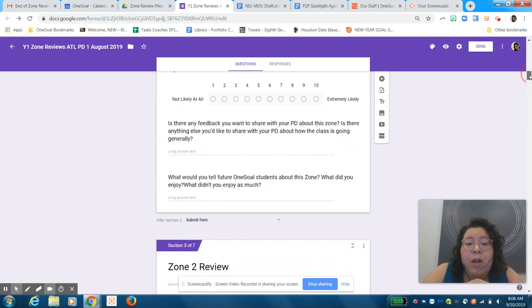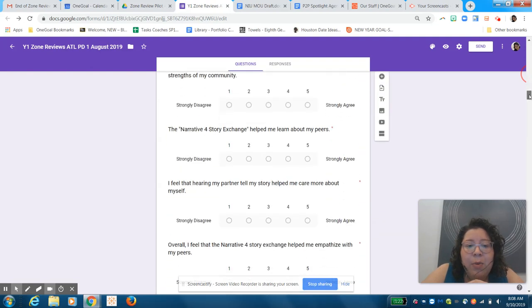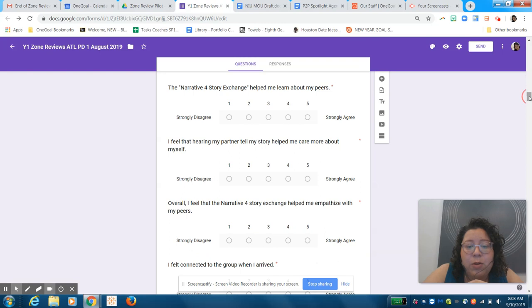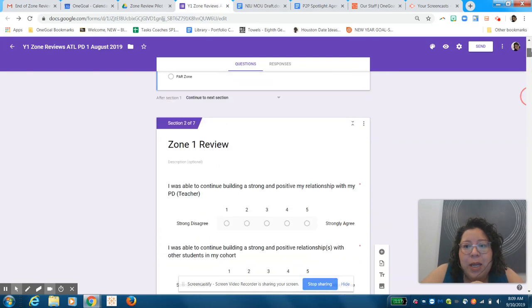After this, the other component that's not highlighted here, I'll go down here, is we also add a number of questions around narrative for story exchange. And this is data that we'll be providing to our partners at Narrative 4. So, again, important for them to be participating in the story exchanges as part of our partnership, but also important for them to complete this section in order for us to provide that data. Yeah, I think that should be it.